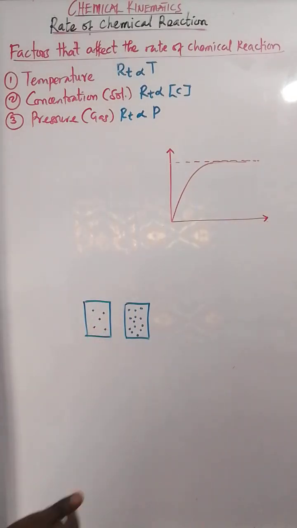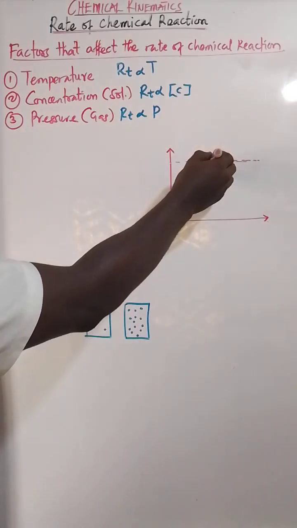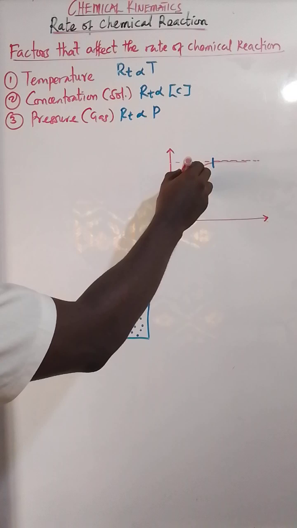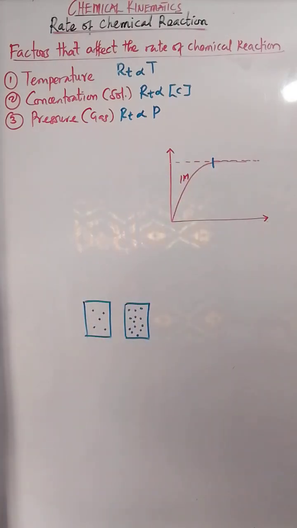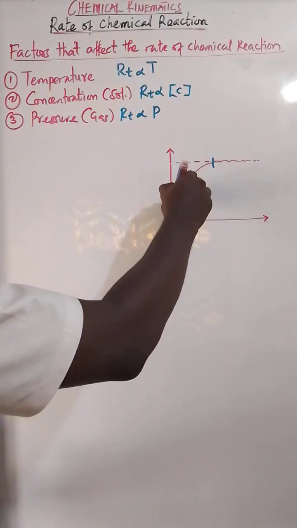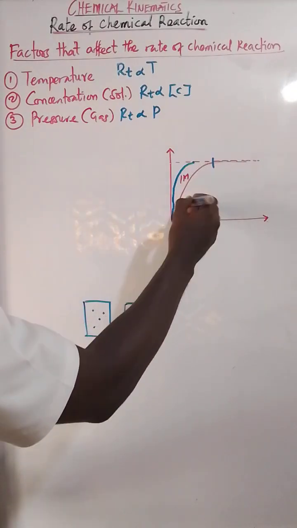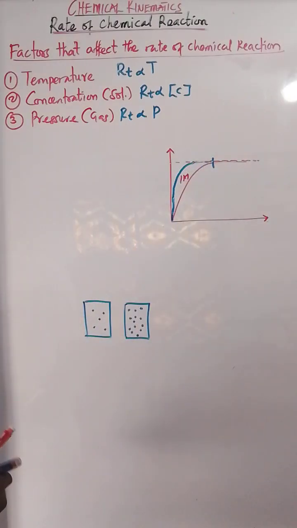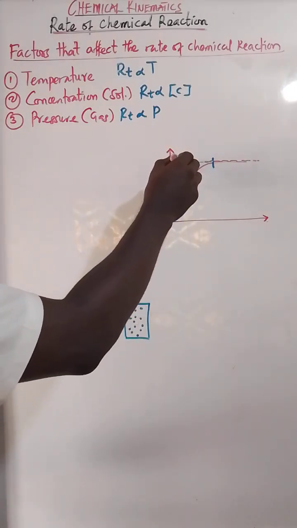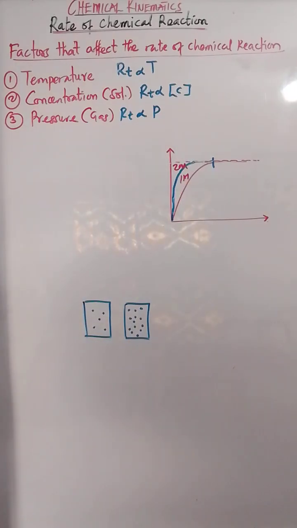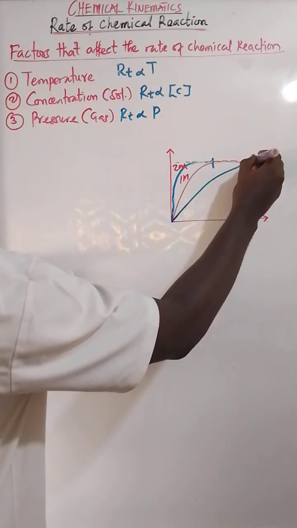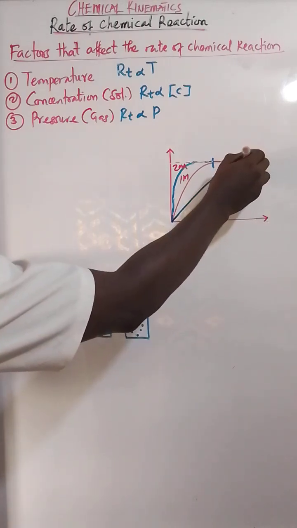Why? The concentration has increased. So suppose for this particular reaction it gets completion here. Let's suppose the concentration there is 1 mole per dm cube, 1 molar. If the concentration is increased to 2 molar, we are going to have a graph like this. It will reach completion faster. If the concentration is decreased to, let's say, 0.5, we are going to have something like this. It will get completion very slow, late.